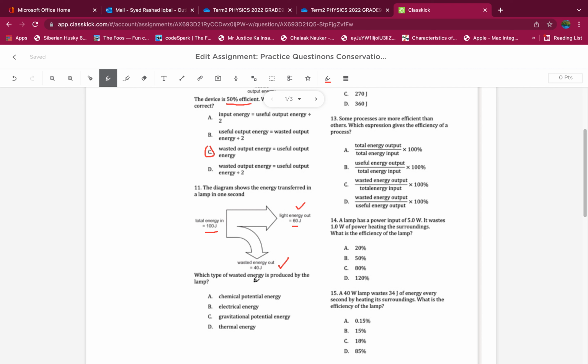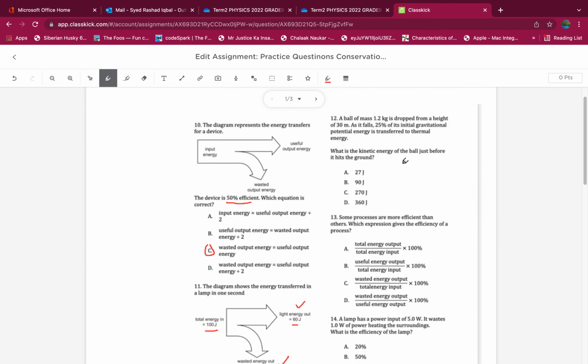So which type of wasted energy is it? This is basically dissipated energy produced in the lamp. In what form is this wasted energy? Thermal, electrical, potential, chemical? Not electrical, because electrical is the input for the lamp. Light is the useful output energy. So this waste energy is in the form of thermal, heat energy. This is the correct option for us.